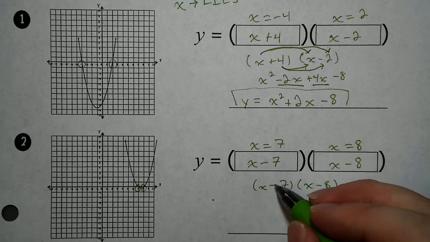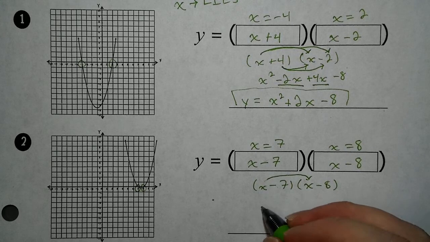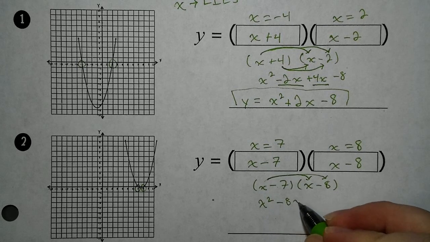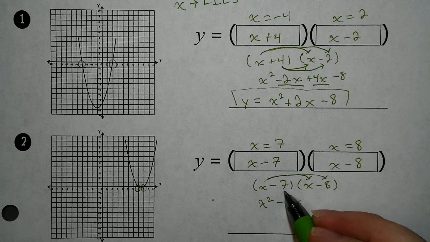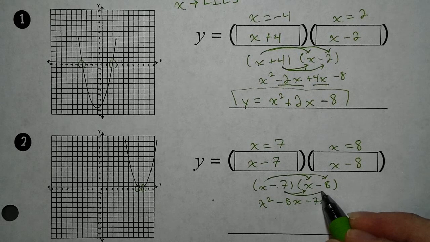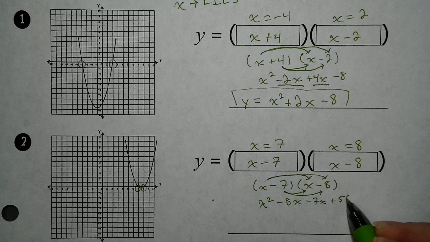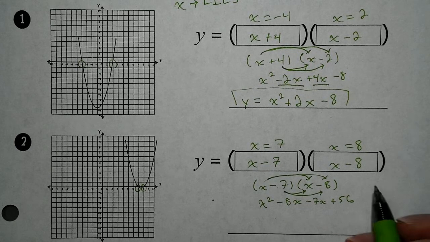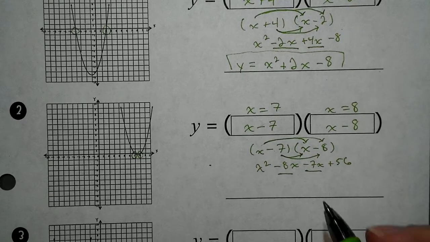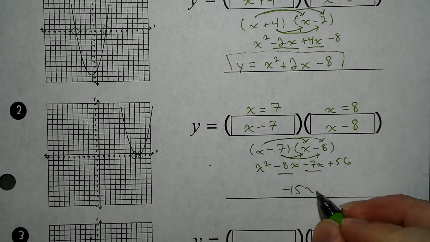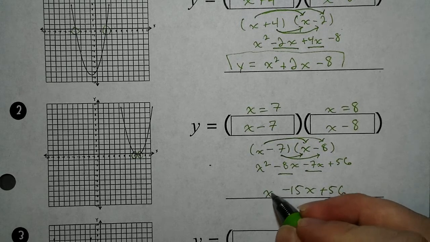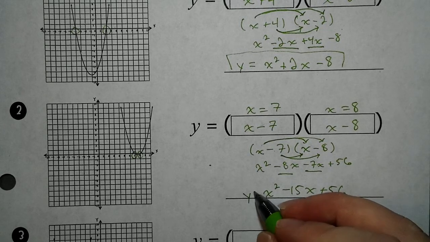Start with your x, multiply it by the other factor, so x times x is x squared. x times negative 8 is negative 8x. Now move on to negative 7. Negative 7 times x is negative 7x. Negative 7 times negative 8 is positive 56. Combine your middle terms. Negative 8 minus 7 more gives us negative 15. Bring everything down, so plus 56, and that is still x squared. There is our equation.